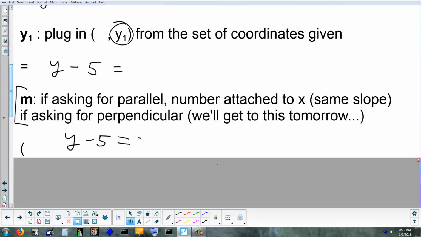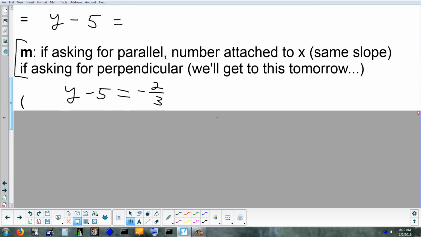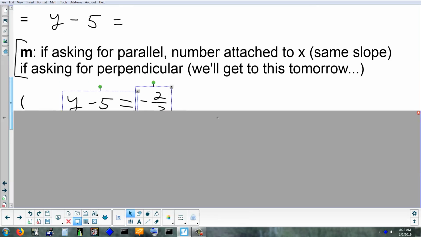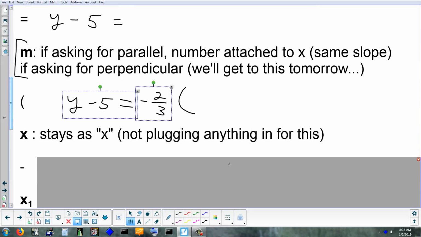Negative 2/3. All right, am I done now? Not quite, I still need my x's. So the next thing is my parenthesis, which I'll just move right next to it. So now I have an open parenthesis. And what's the first thing that's going to go inside the parenthesis? X. Does it change? No, that x never changes.